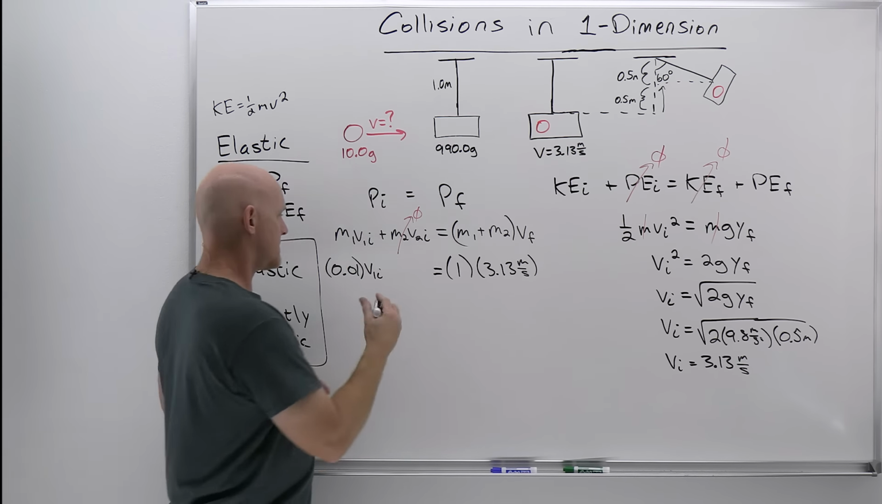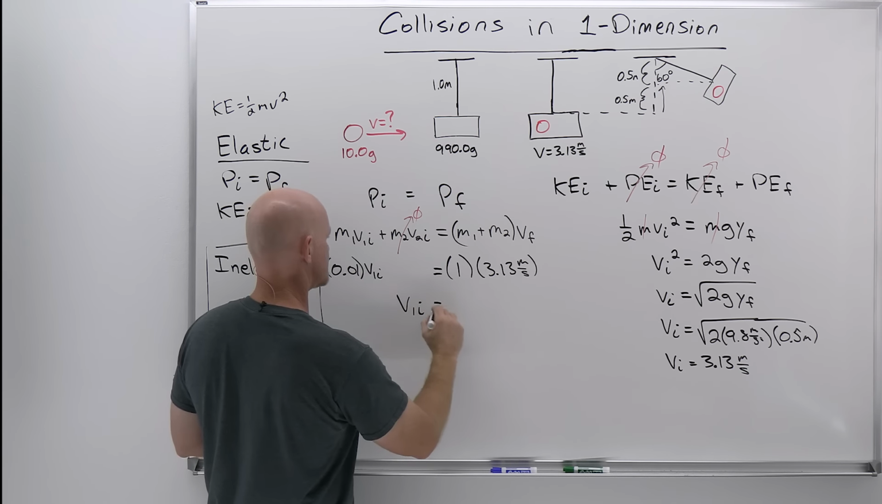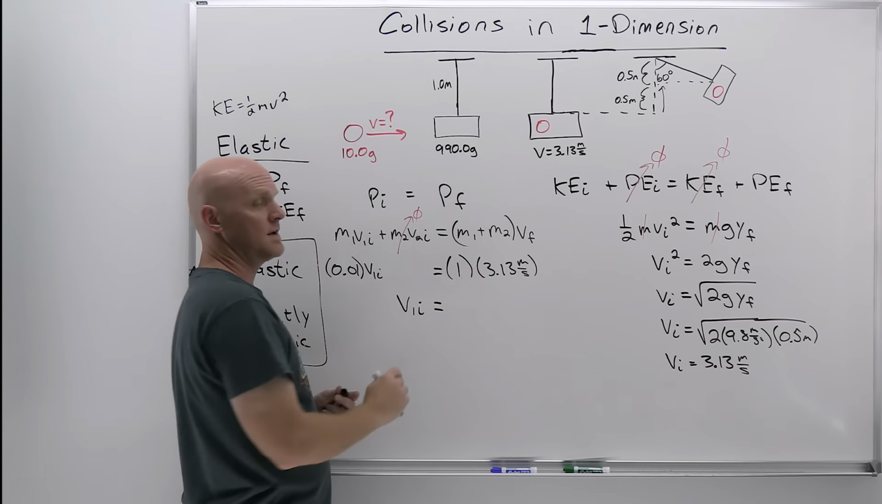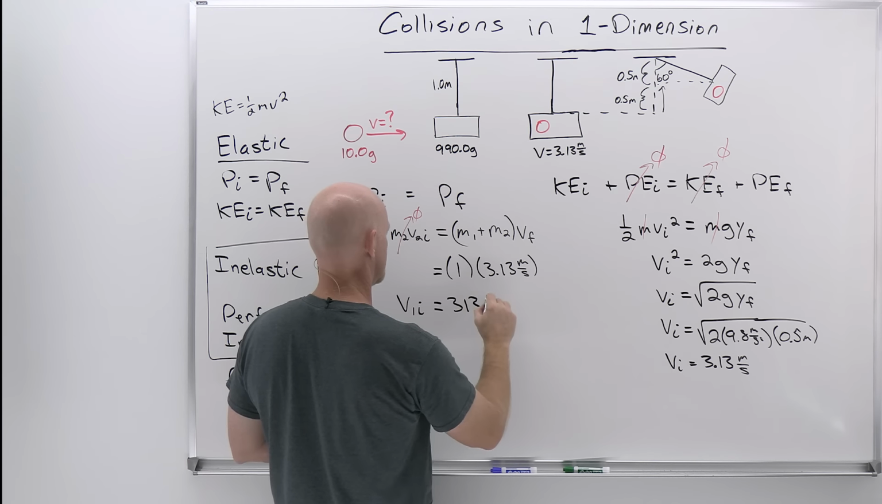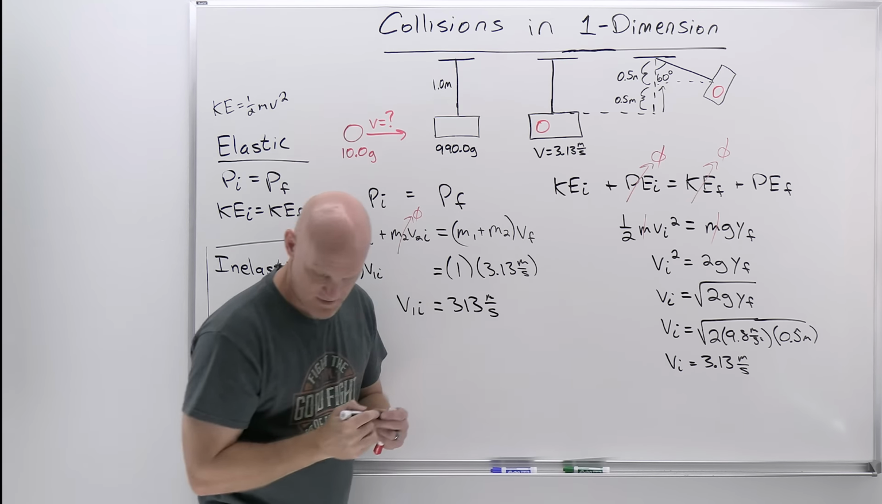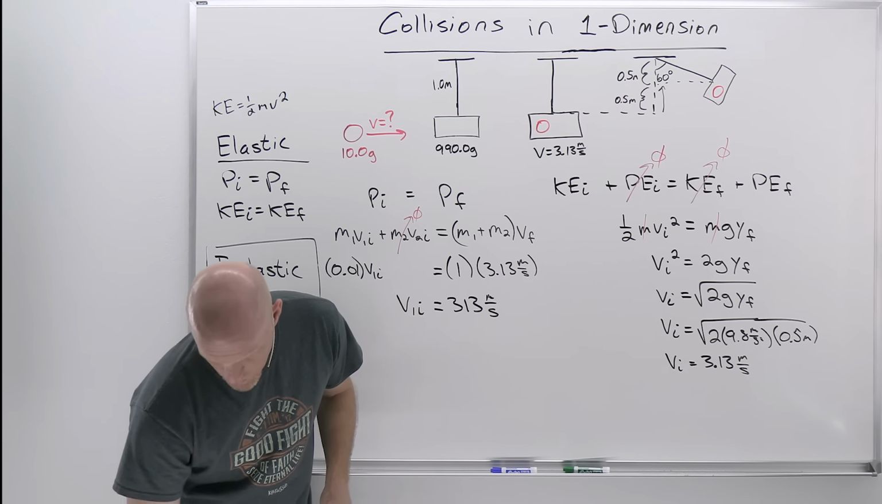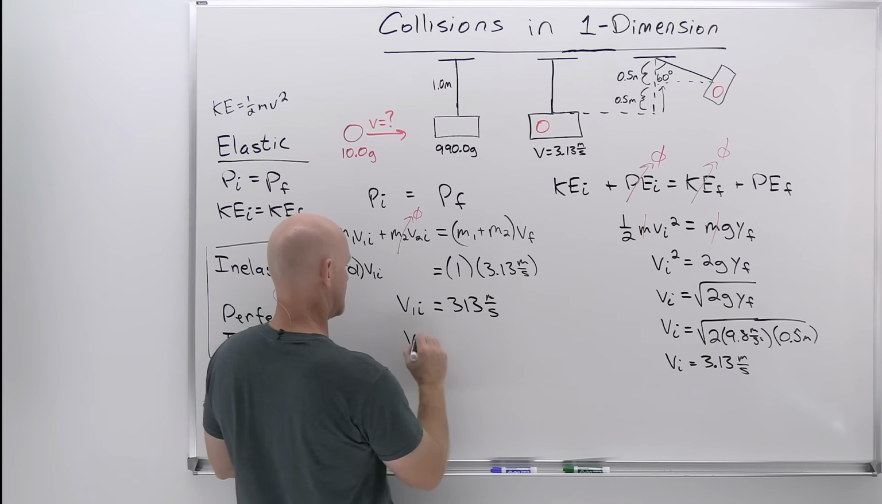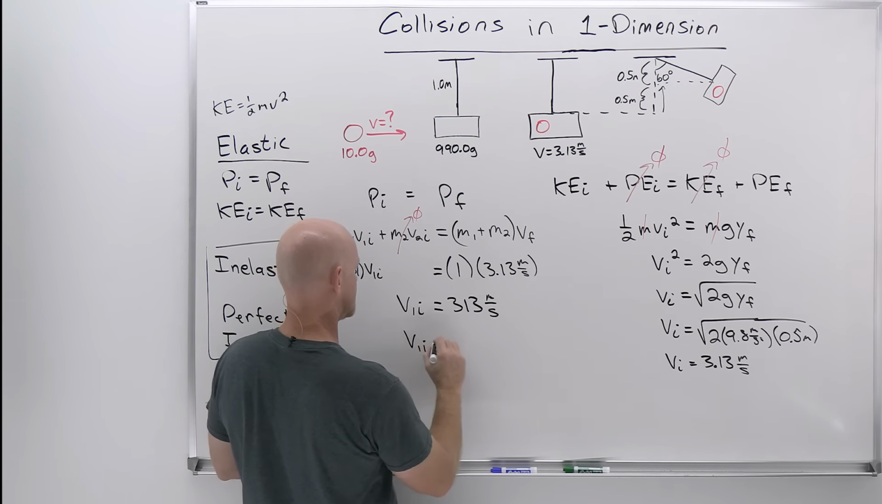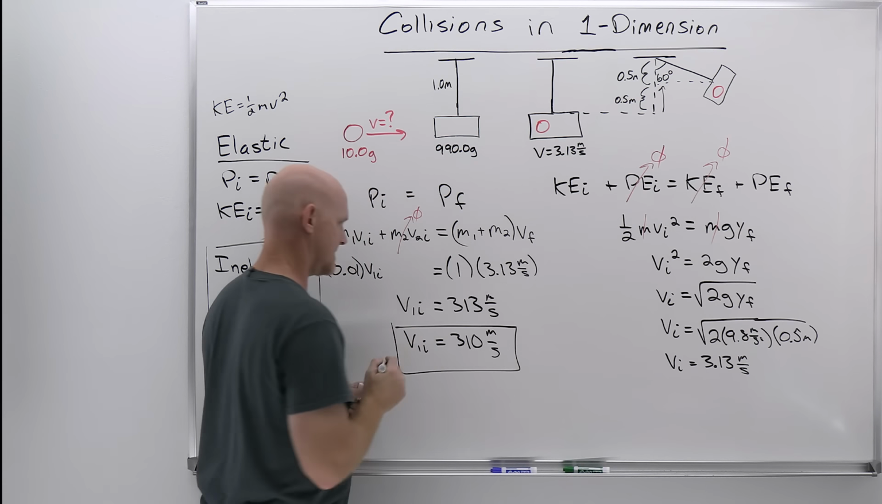All right, so if we want to solve for v1 initial now, we have to divide by 0.01. Well, dividing by 0.01 is the same thing as multiplying by 100. So here we're going to get 313 meters per second. And in this case, we're going to want 2 sig figs. So we'll round that 1 down and keep it a 1. And so v1 initial velocity of the bullet is 310 meters per second.